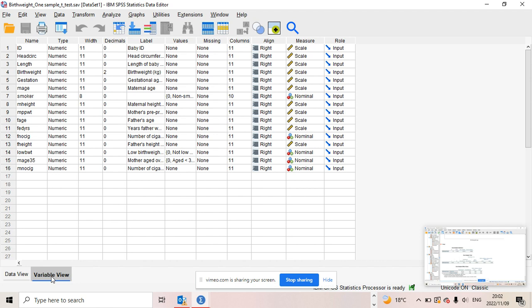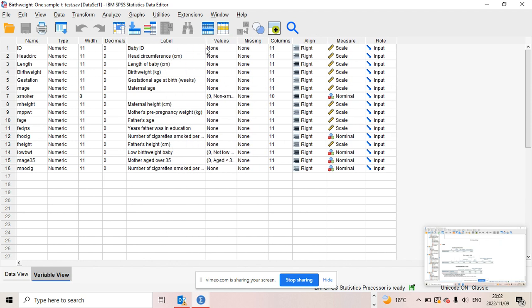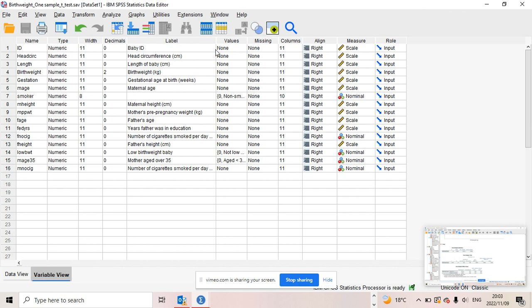So, as I've explained before, how many variables do you have here? You have up to 16 variables, ranging from the baby ID through the head circumference. Then you have, let me put it so that we can see it more clearly, the length of the baby, as I've already explained. So essentially, these are the variables.